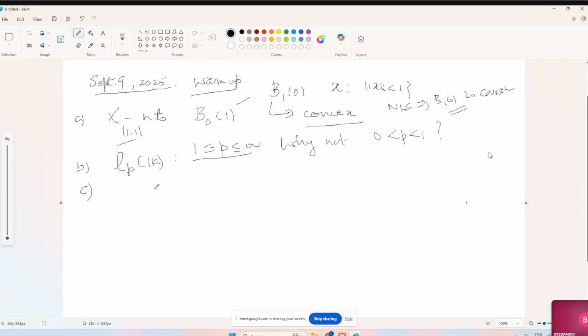Suppose the unit ball is not convex. Yes or no? Yes, sir. Correct. If it is not convex, how can it be a non-linear space? If it is a non-linear space, it is convex. Suppose it is not convex, how can it be a non-linear space? It cannot be a non-linear space, right?